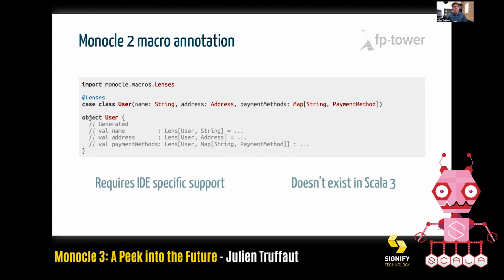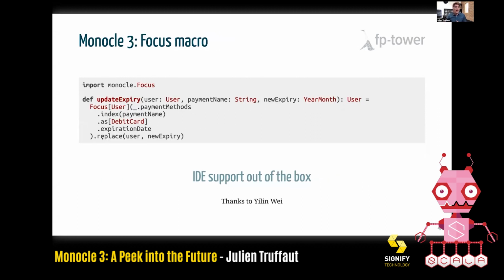But actually recently Julien was experimenting with Monocle 3 and created an awesome macro that's called focus. And focus is basically the dream macro, because what it does is that you just say, what is the case class you want to start from? What is the class you want to create an optics for? And then you just have a lambda to describe where you want to go. So you say, I want to go into payment methods. Then I want to go to this index. Then I want to see it as a debit card and expiration date. And this macro is going to generate the right optic for you for free.